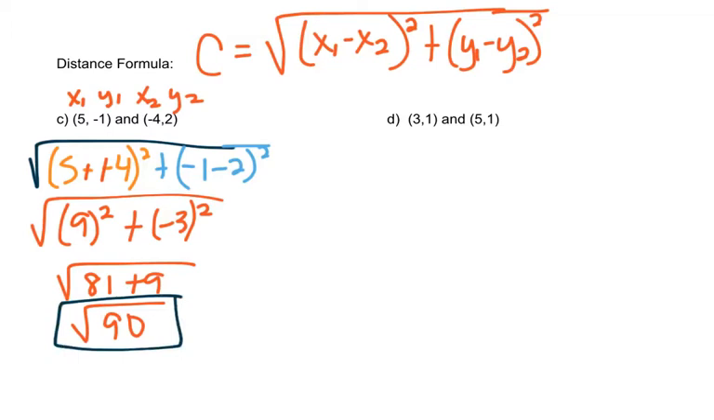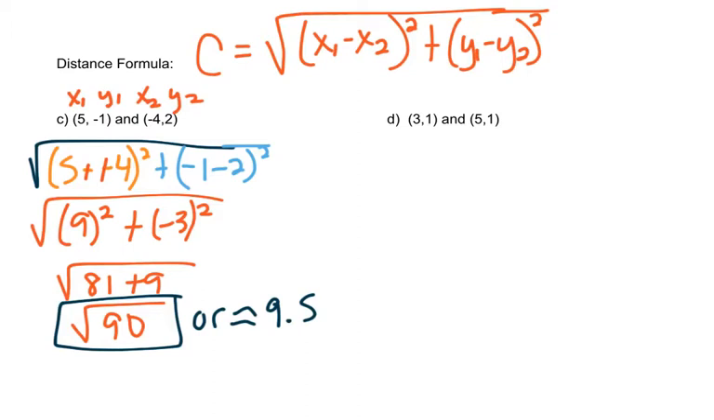So you could leave it just like that. Remember, that is your exact answer because this is an irrational number. Or it is approximately, what would that be? I'm rounding off the top of my head, so it may be a little bit different. That would be approximately 9.5-ish. We'll say that.